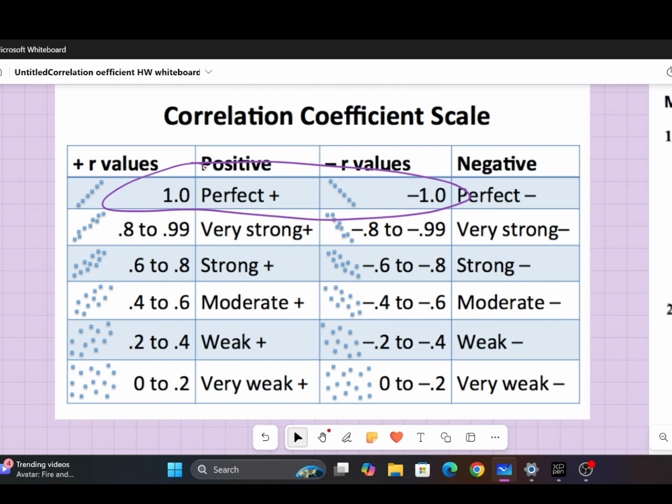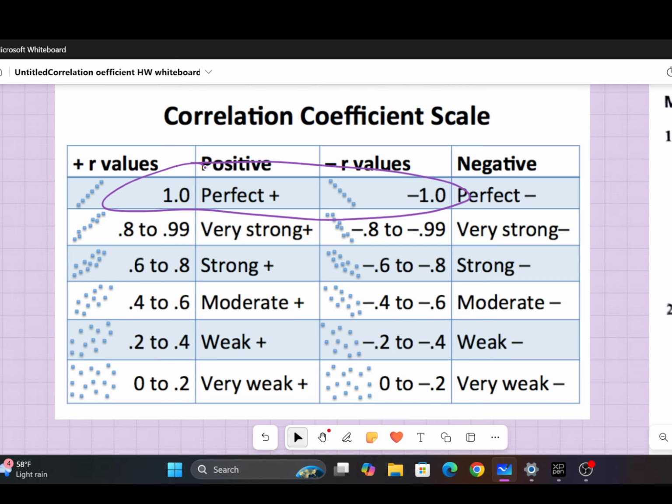The numbers 0.8 to 0.99, or the negative values -0.8 to -0.99, we consider those to be very, very strong. When we get to the 0.6 to 0.8, or the -0.6 to -0.8, those are considered strong. 0.4 to 0.6, or -0.4 to -0.6, we say it's moderate. And then below that we have 0.20 to 0.40, positive and negative. Both of those are considered weak. And anything below 0.2 is considered really, really weak.